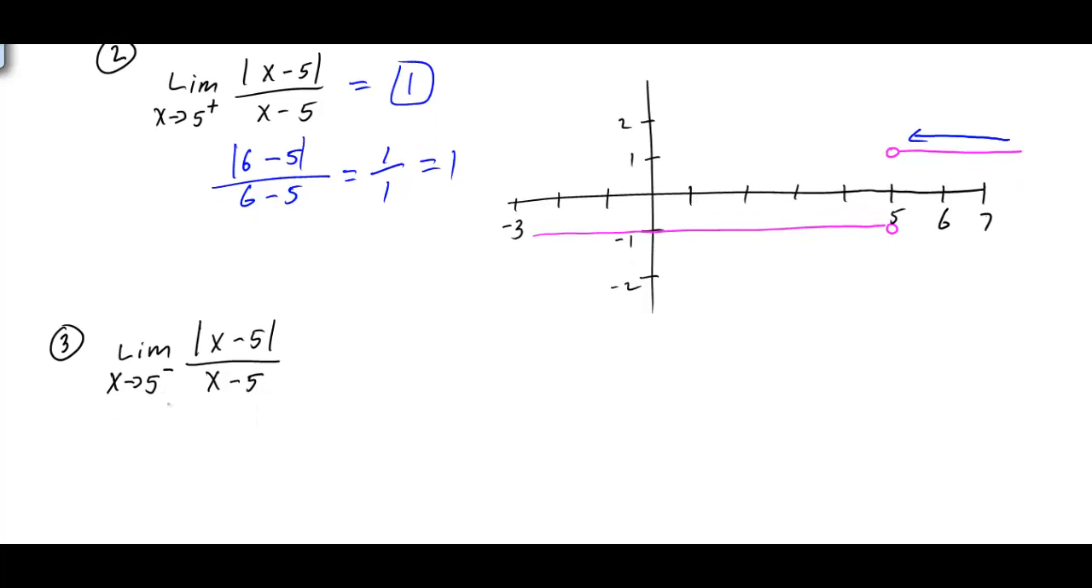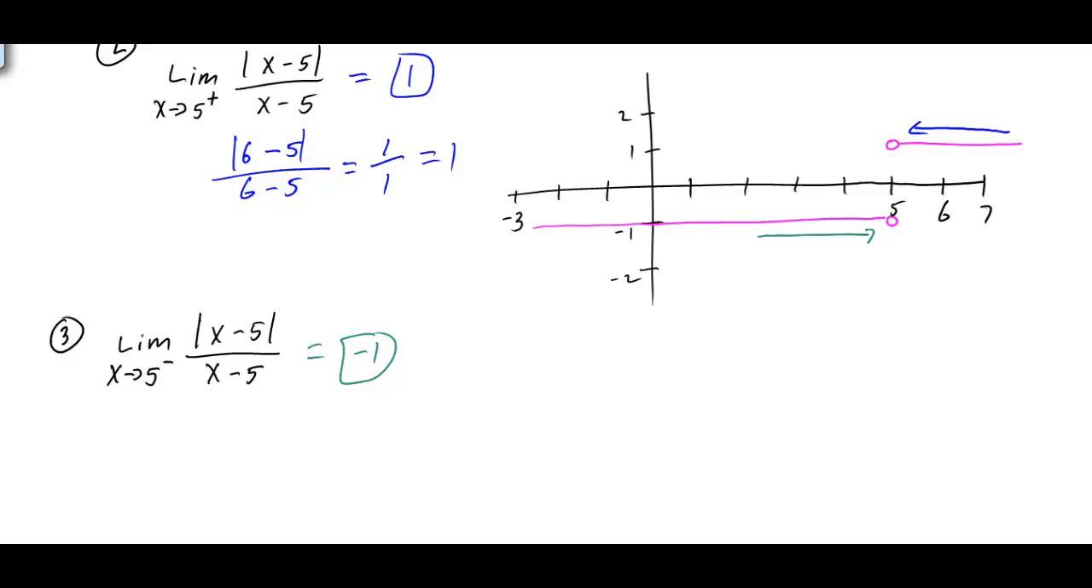Now the second example I have at the bottom is the same function, but we're looking at approaching 5 from the left. So we're approaching 5 from the left-hand side. What's happening to the limit? Well, graphically we can tell that as we approach 5 from the left, our y value is constantly equal to negative 1. So that's going to be our limit.